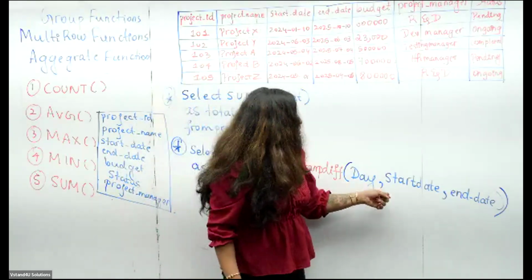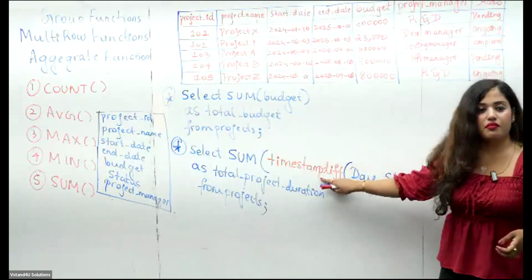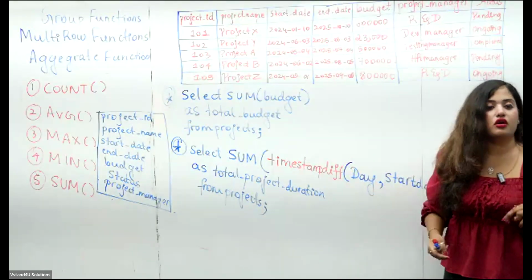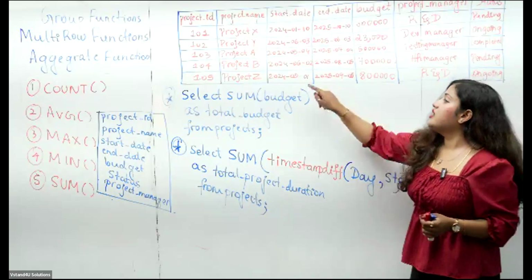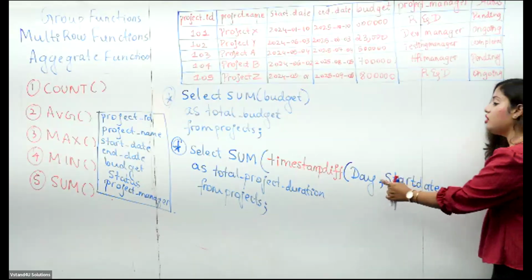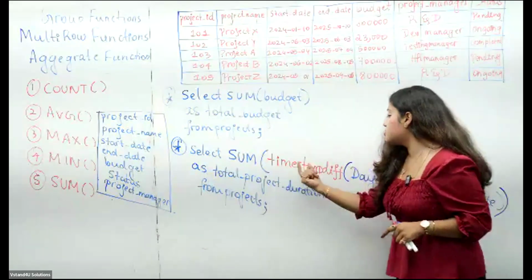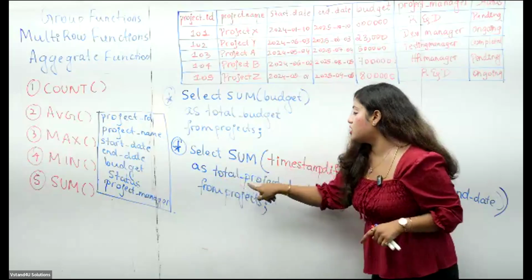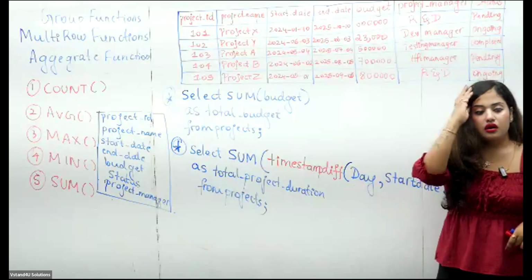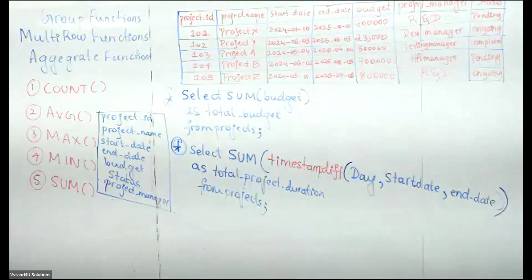You have taken the function called timestamp difference. I said you use it when you have to get the difference between two different columns. Which columns? Start date and end date, so I've written start date and end date. I want the duration in days, so I've written day. Then they are telling you to change this complete column to total project duration, from the table called projects. Clear? Done? Take down the next query.